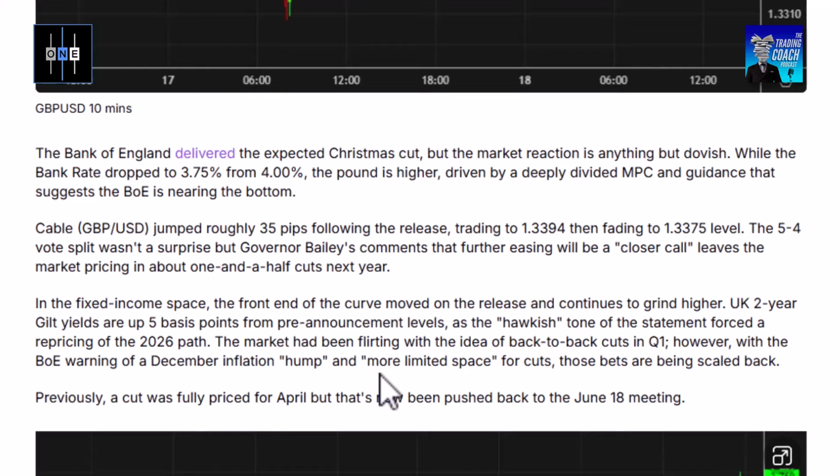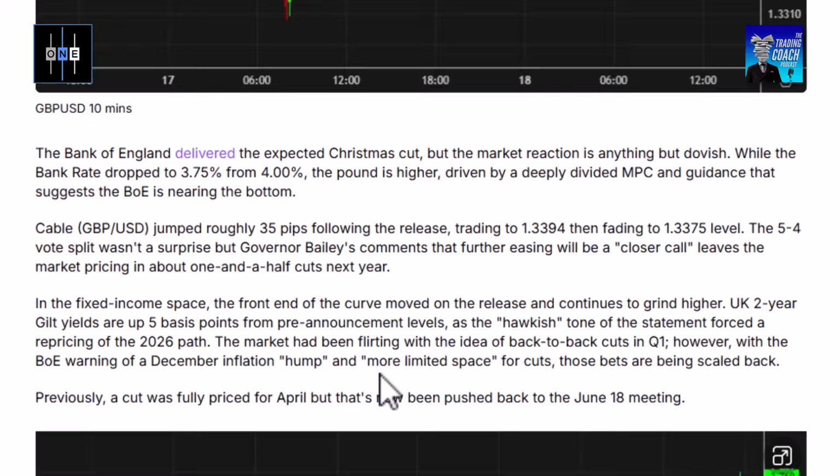Cable, pound dollar, jumped roughly 35 pips during the release, trading from 133.94, then fading to the 133.75 level. The 5-4 vote split wasn't a surprise, but Governor Bailey's comments that further easing will be a closer call, right? That's the thing. All this other stuff is whatever, junk.